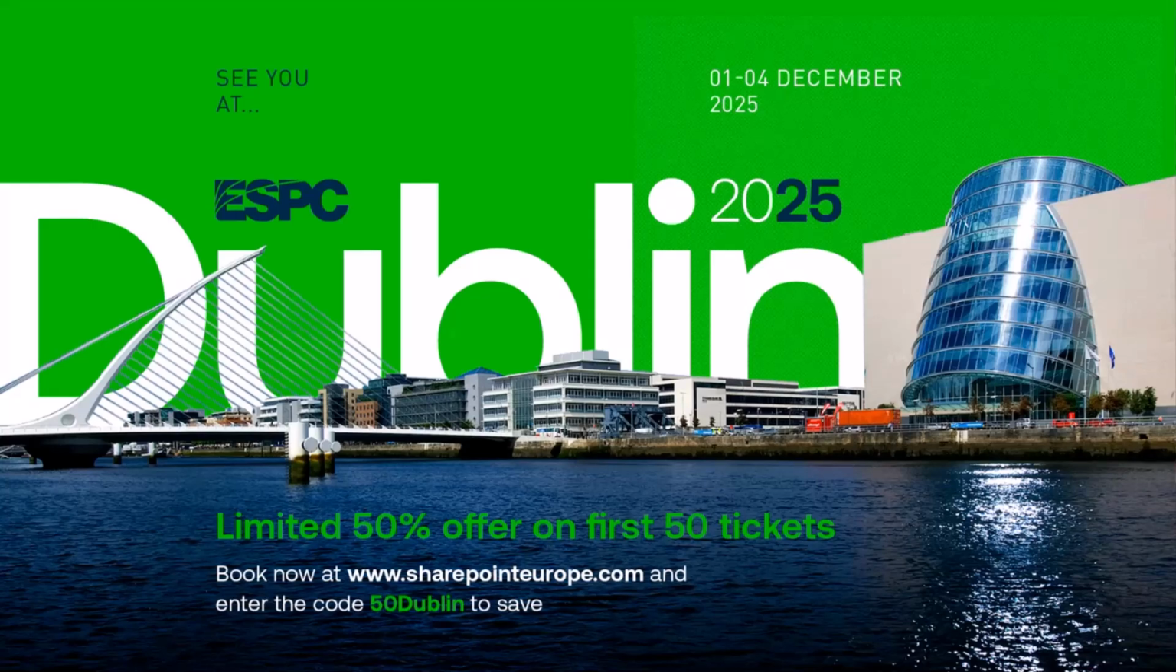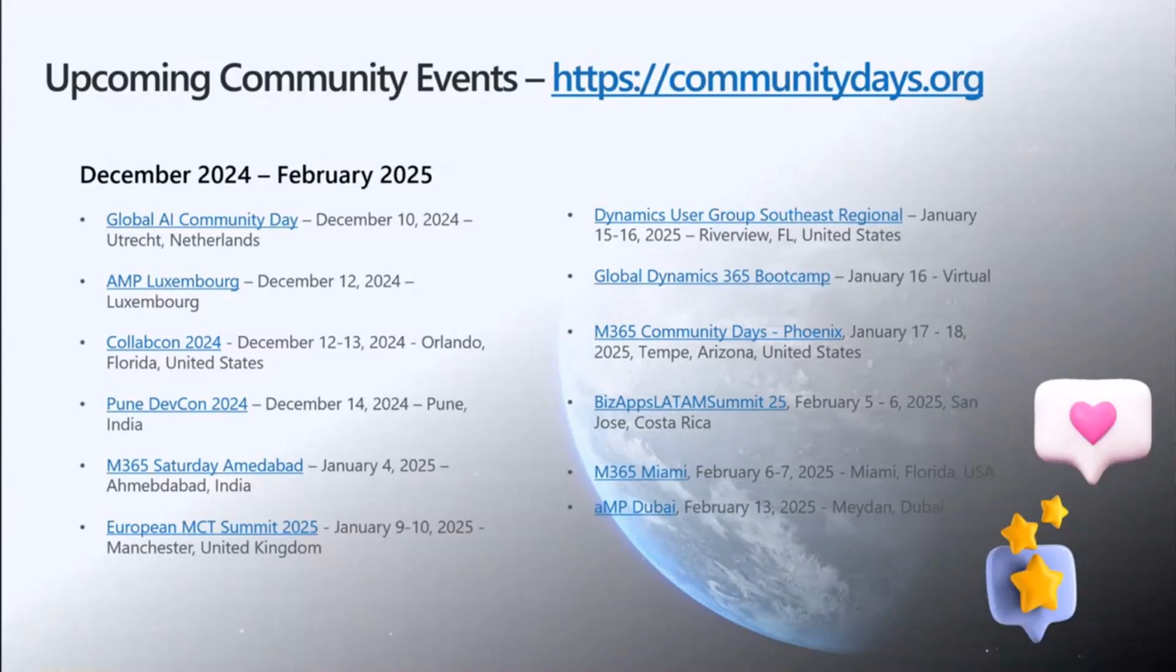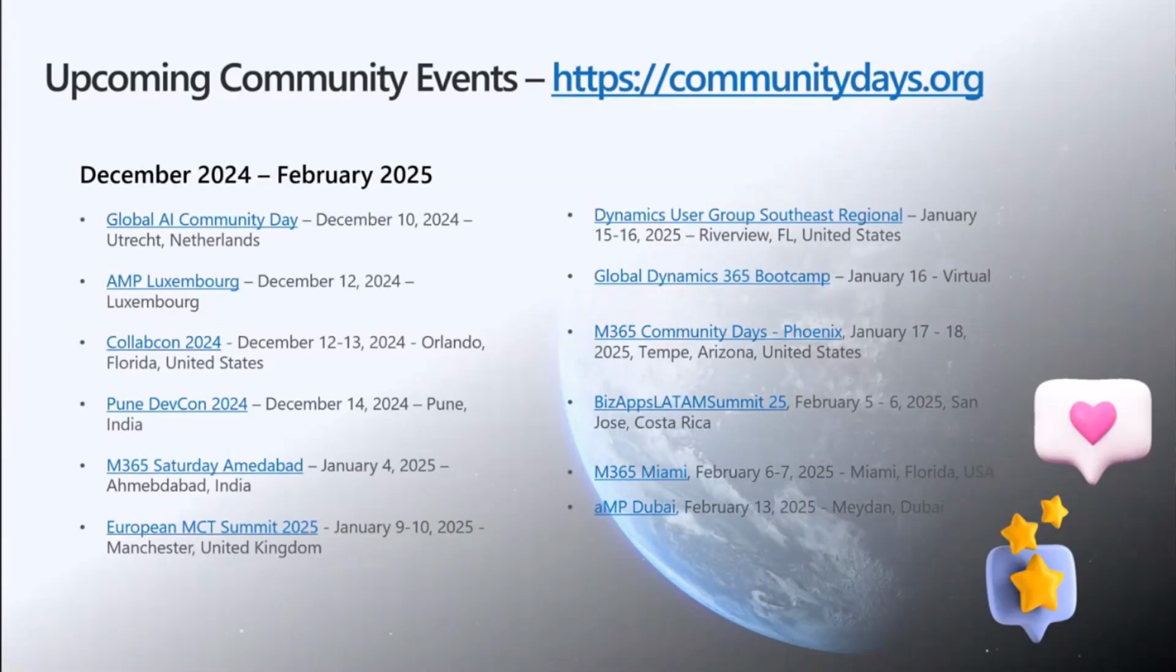Now, on top of this, there are a lot of other events happening all around the world. So please go to communitydays.org. That is one location where you can find all of the relevant events which are happening in person or remotely all around the world. So quickly looking here, we have Netherlands, Luxembourg, India, United States, Dubai, Florida, so many locations where you can actually meet other people as well. And there are virtual ones as well. So please take advantage of communitydays.org.